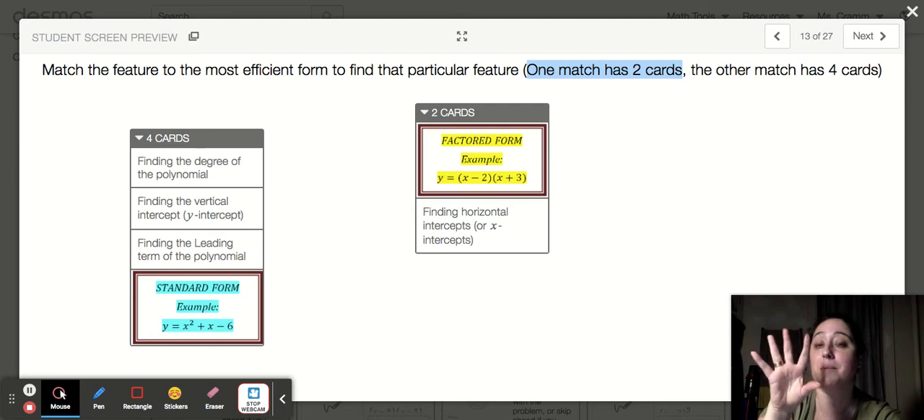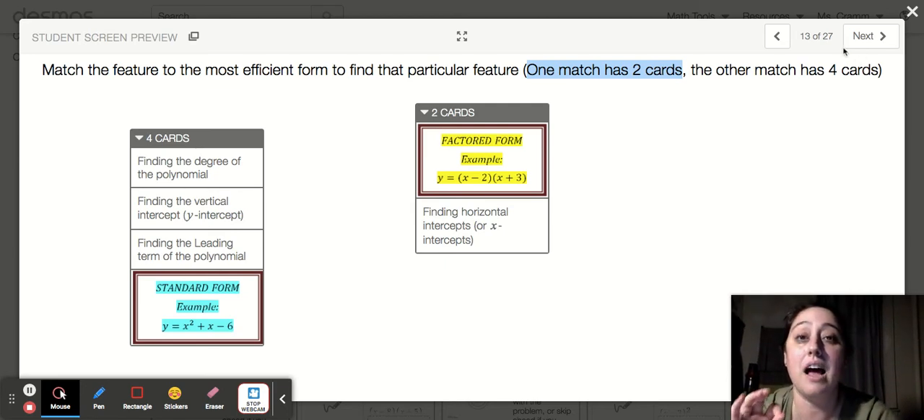Please look back, because I'm telling you, like 90% of you did not match those according to like 4 cards versus 2 cards. So it's really important. Make sure that you're reading these and double checking your work.